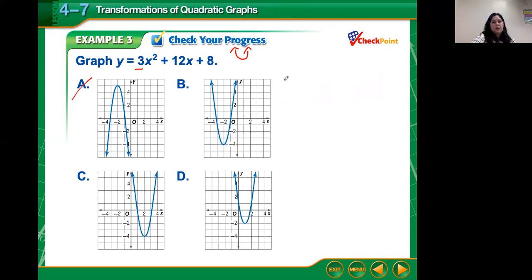So we're going to go ahead and rewrite this in vertex form. We're going to factor out a 3. We get plus 4x. I'm going to take half of 4, square it, which is 2, and 2 squared is 4. So we're going to add 4 on the inside. And then we have plus 8, and we're going to subtract 3 times our inside value, which was 4. So we get 3 times (x + 2) squared minus 4. So I know my vertex is at (-2, -4), a comma -4 here because it is a -4. And with that, I know it is B.